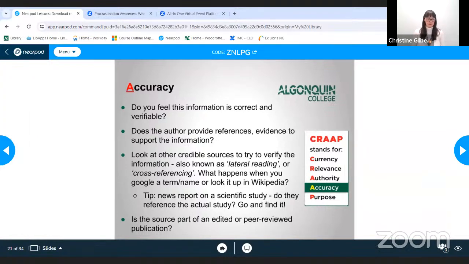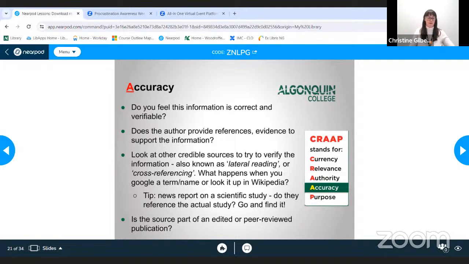Accuracy. Do you feel that information is correct and verifiable? Look to see if the author provides references and evidence to support their claims. Is the source part of an edited or peer-reviewed publication? Once again, check the About tab on a website to help determine this. Look to see if you can find other credible sources that support the information.